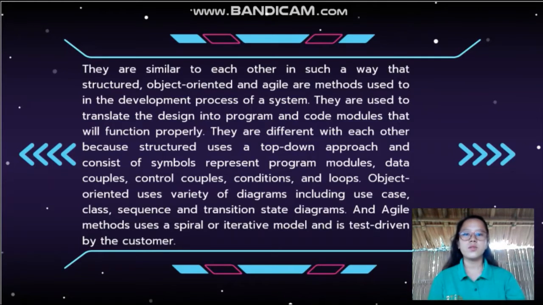They are different with each other because structured uses a top-down approach and consists of symbols that represent program modules, data couples, control couples, conditions, and loops. While object-oriented uses a variety of diagrams including use case, class, sequence, and state transition diagrams. And agile methods use a spiral or iterative model and are test-driven by the customer.